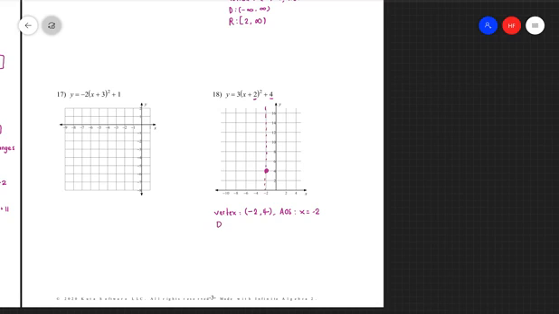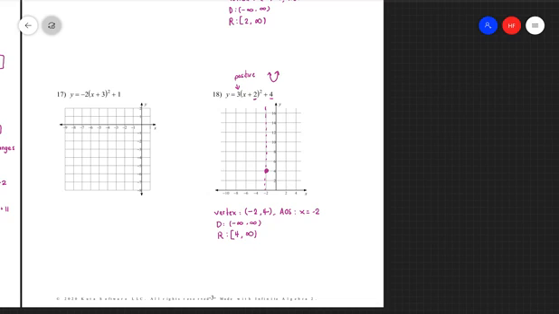And then domain and range. Domain will not change. Range depends on our vertex. This is a positive a value, so our graph is facing up, which means our vertex is a minimum point. So that is the lowest y value that I can hit, and everything else will be greater than that. So we're going to take that y value, 4, and then we're going to go toward infinity.